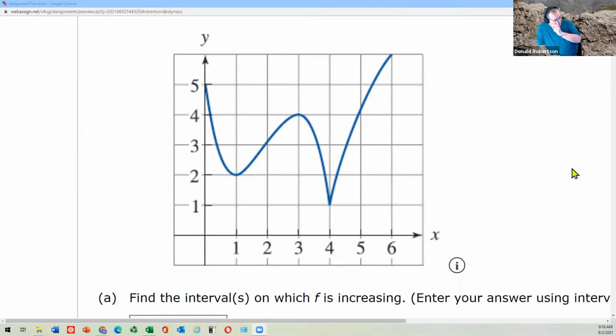So tell me a concave down. Would it be 2 to 4? 2 to like 3.5? No, we'll do it 2 to 4, all the way to the cusp. There's one more concave down. Where is it? 4 to 6.